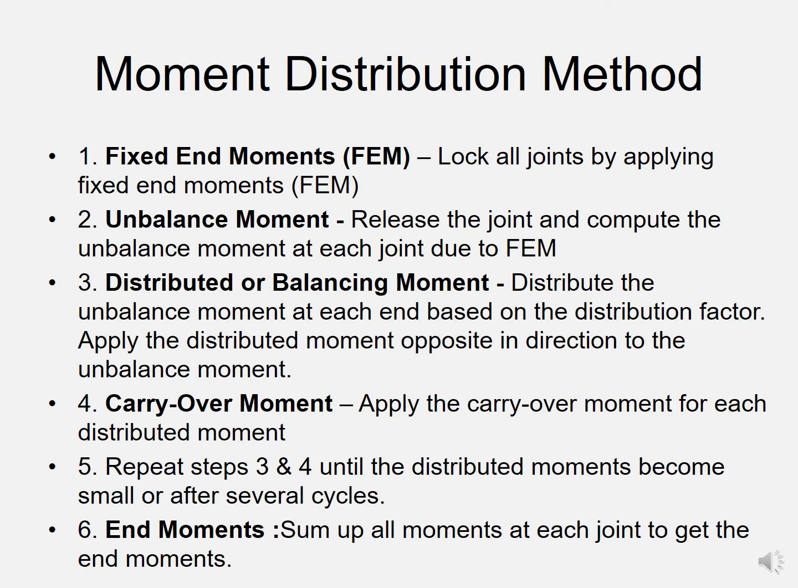The moment distribution method can be summarized as a procedure consisting of the following steps. The first step is we lock all the joints such that there will be no rotation. To lock all the joints, we use the fixed end moments. Second, we release the joint so that rotation will occur. To release the joint, we determine the unbalanced moment at that joint due to the fixed end moments.